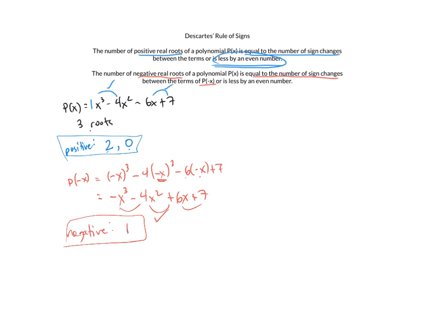That's Descartes' rule of signs. Again, you count the number of sign changes in the original function. That's the maximum number of positive real roots, and all the other possible numbers are an even number less than that. And then for the negative one, you plug in negative x, you simplify that out, and you count the sign changes there, and that's the maximum number of negative real roots, or it could be an even number less than that.